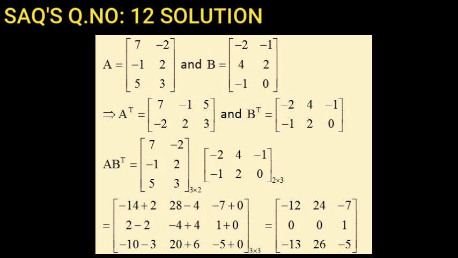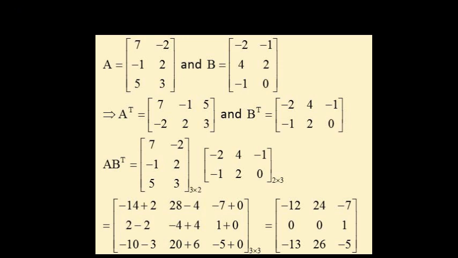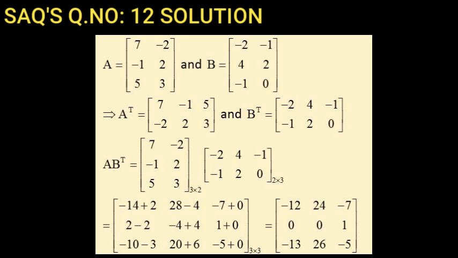Therefore A transpose is equal to [7, -2; -1, 2; 5, 3], and B transpose is equal to [-2, 4, -1; -1, 2, 0]. Now AB dash, which is equal to A times B transpose, the multiplication of A with B transpose. A transpose is of order 3 by 2, and B transpose is of order 2 by 3.